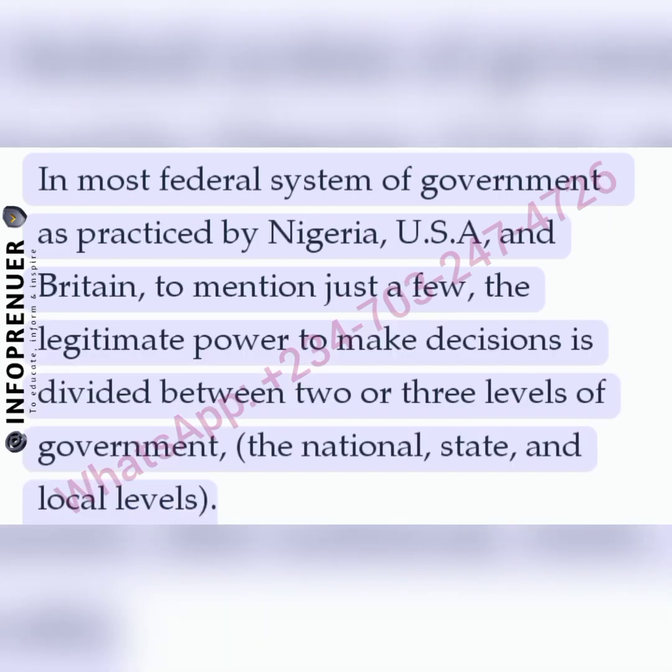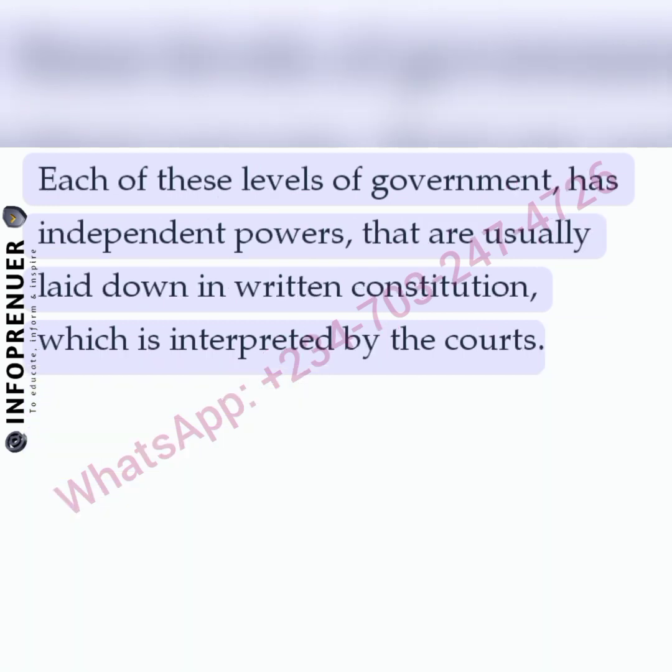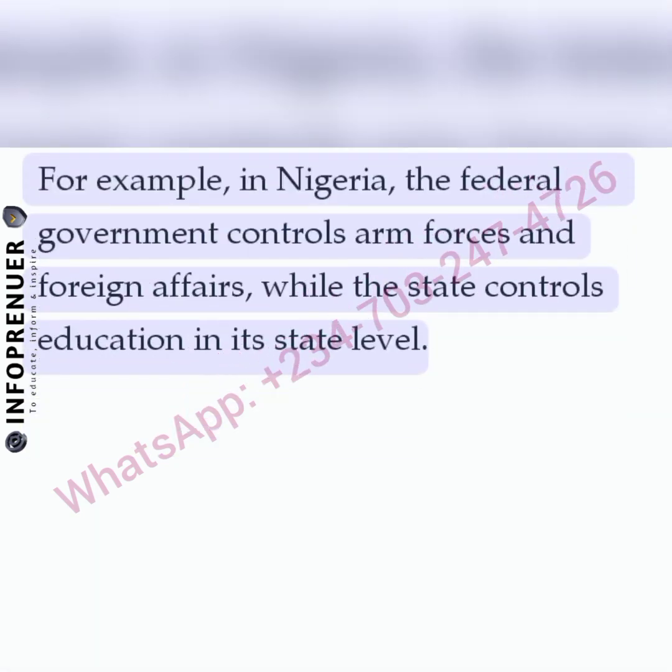In most federal systems of government, as practiced by Nigeria, USA, and Britain, to mention just a few, the legitimate power to make decisions is divided between 2 or 3 levels of government, the national, state, and local levels. Each of these levels of government has independent powers that are usually laid down in a written constitution, which is interpreted by the courts. For example, in Nigeria, the federal government controls armed forces and foreign affairs, while the state controls education at its state level.